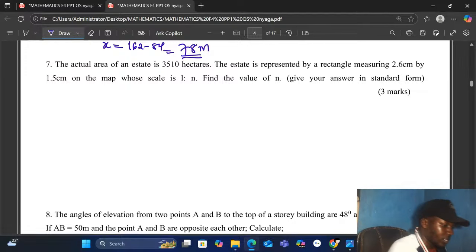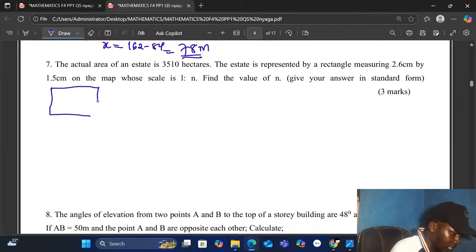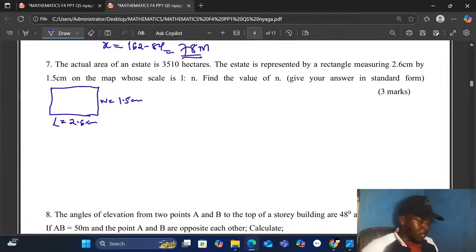So they're saying that the actual area of an estate, the estate, is in the shape of a rectangle. So we sketch a rectangle so that the length is equal to 2.6 centimeters and the width is equal to 1.5 centimeters. So that is what we are given.